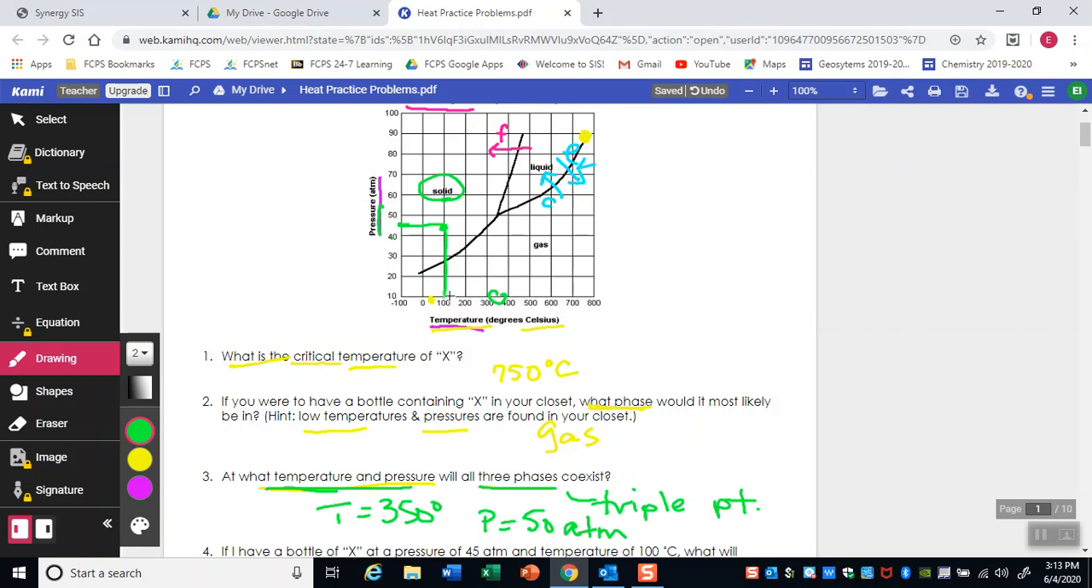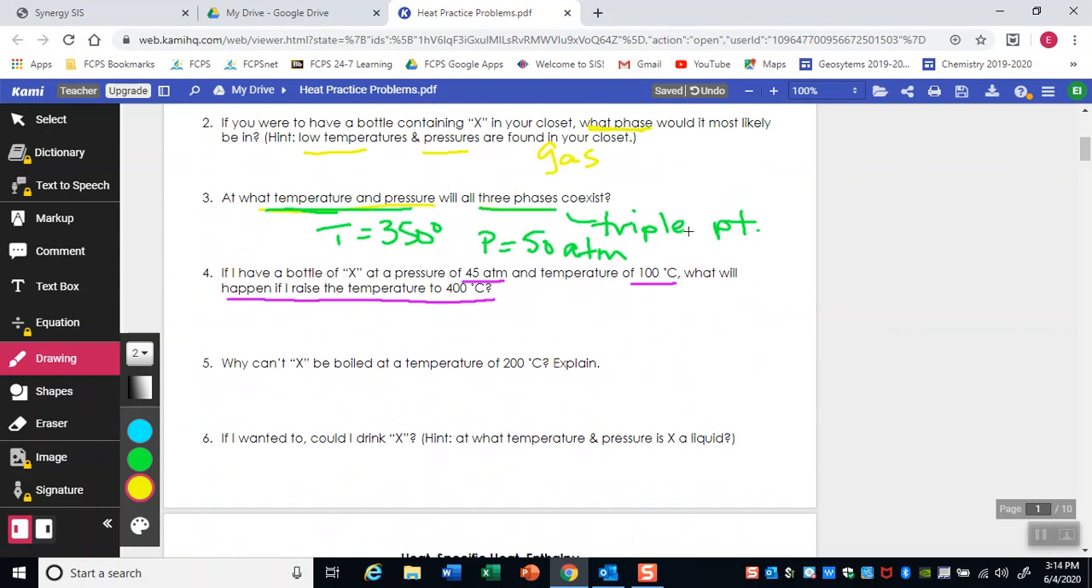Now it's saying that I'm going to raise the temperature to 400. So 400 is over here. Well, if I stay at the pressure of 45, but the temperature is 400, I'm right here. So that is in this area right here. Gas is this whole area here where you're a gas. Okay. Liquid is this area right here. Solid is all these points right here. We're looking at that whole area. Okay, so this point right here is definitely in the gas area. So that would be a gas.